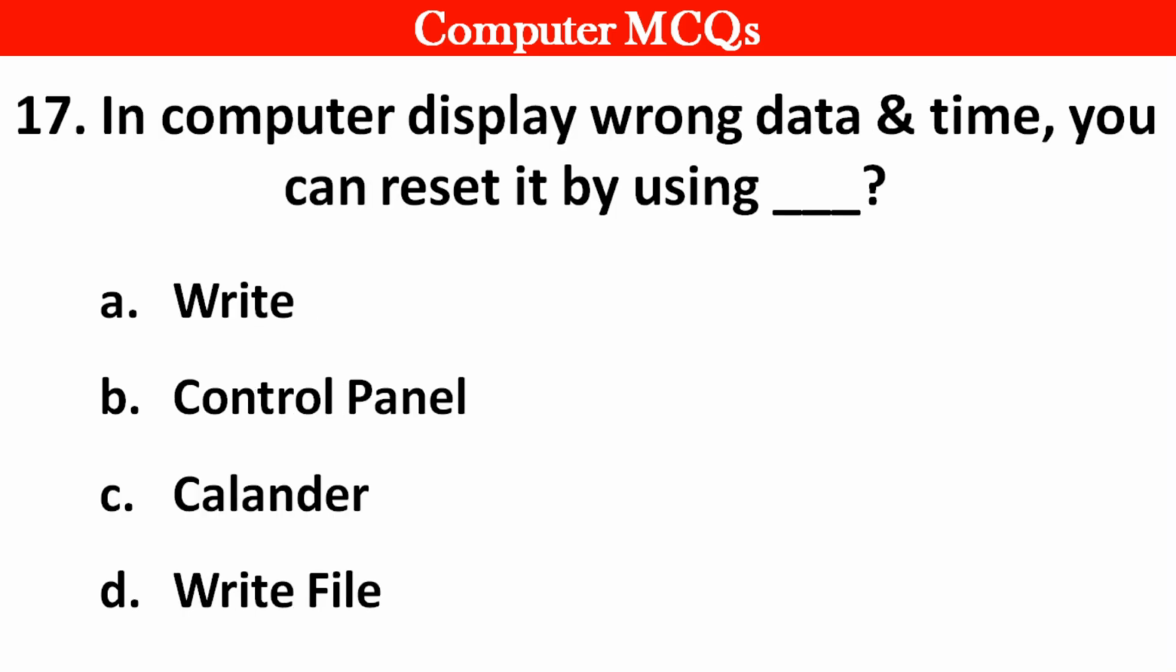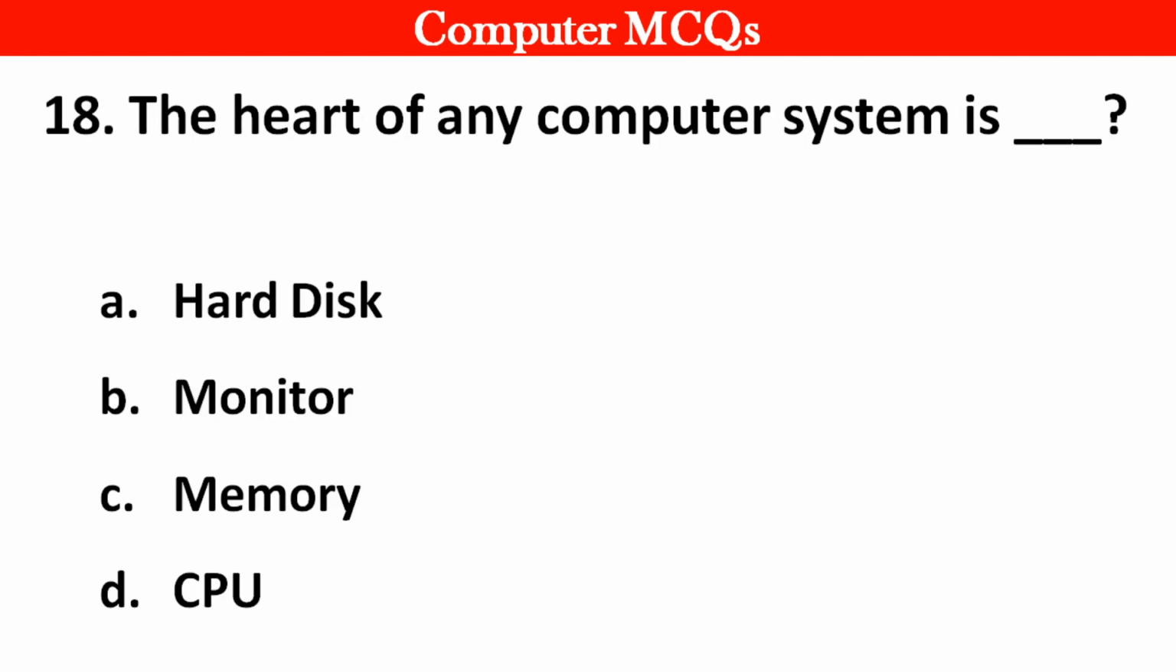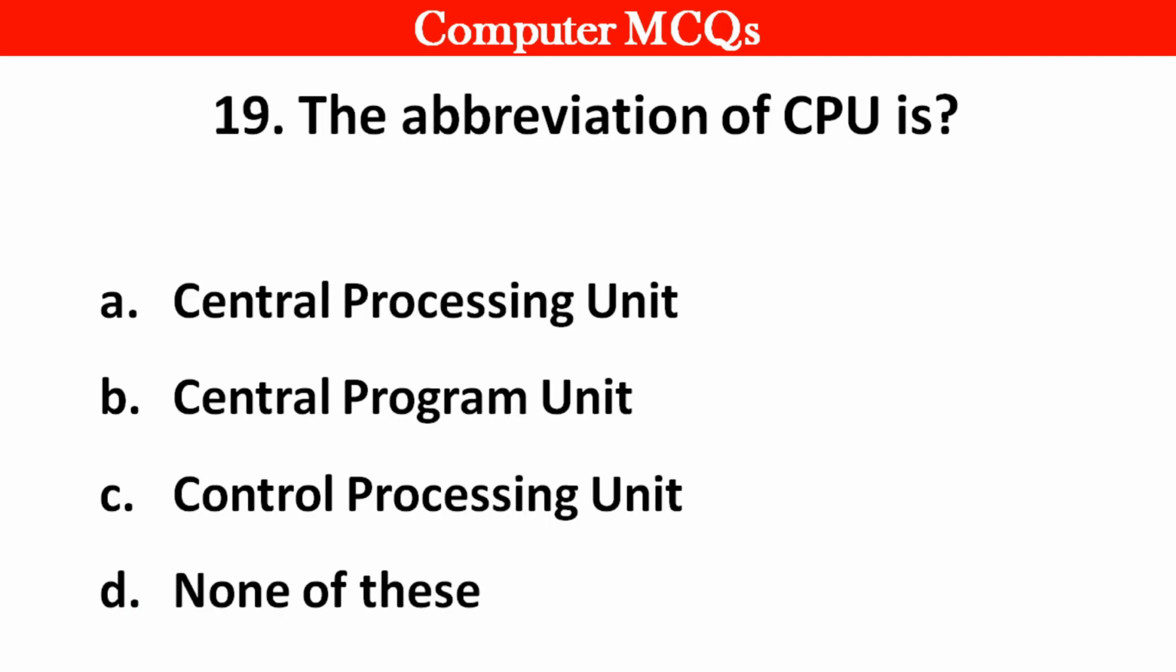Next question, if the computer displays wrong date and time, you can reset it by using dash. Right answer is option B, control panel. Next question, the heart of any computer system is dash. Options: A, hard disk; B, monitor; C, memory; D, CPU. Right answer is option D, CPU. Next question, the abbreviation of CPU is. Right answer is option A, central processing unit.